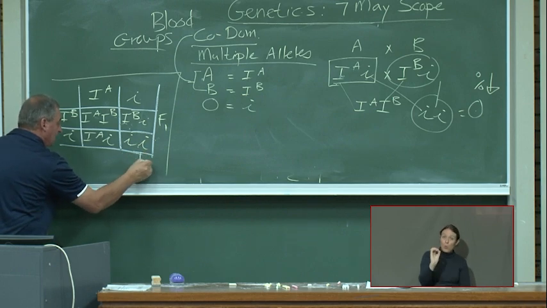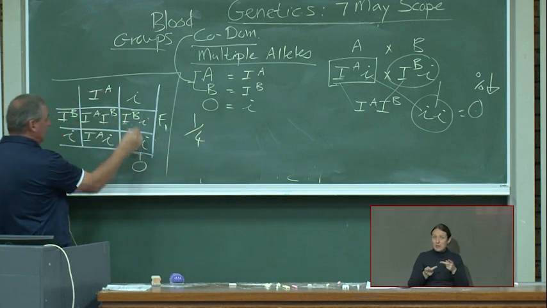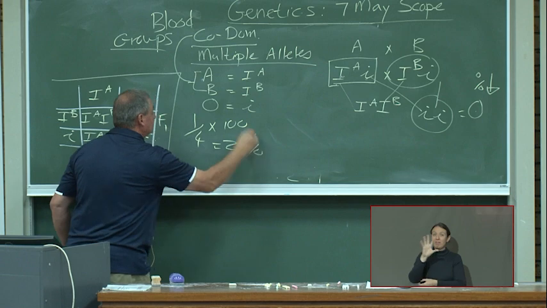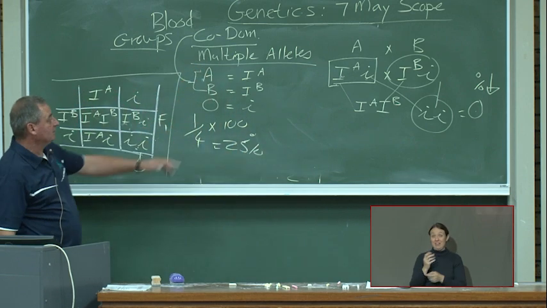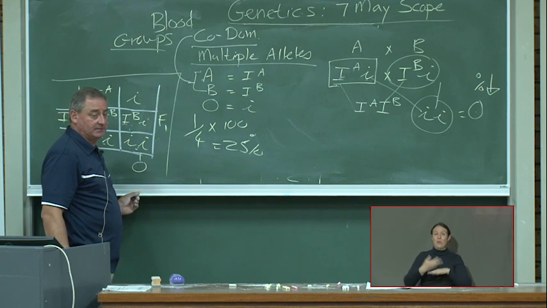This one is O. So out of 4, how many are O? It's 1 out of 4 times 100 over 1, a 25% chance if these two people had children, that the child will have blood type O. Are we together?